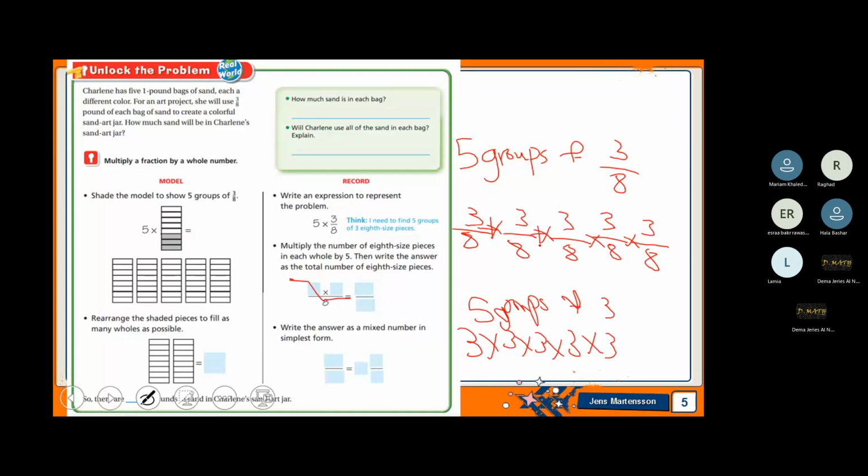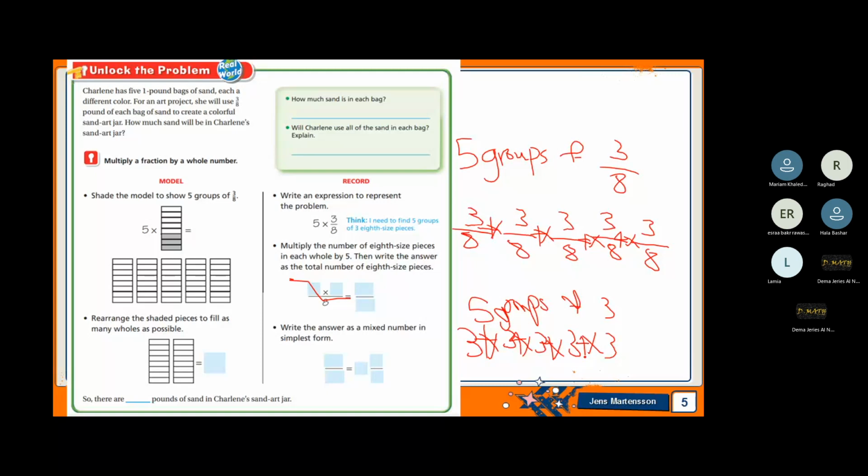Add. Yes, Yajilan. We have to add, yes, sorry. So 5 groups of 3 over 8 means we have to say 3 over 8 plus 3 over 8 plus 3 over 8, up to 5 times. And I told you, like 3 over 8 5 times, so I have to graph 5 rectangles as we said before. Then we have to shade 3 over 8 from each. This is what I mean by multiplication of the fraction.